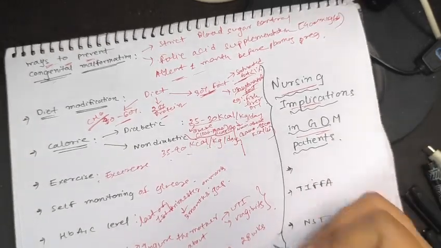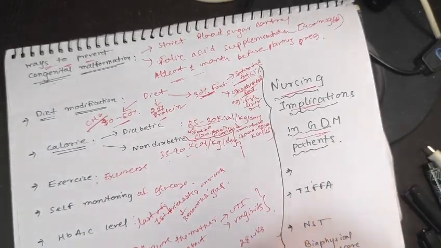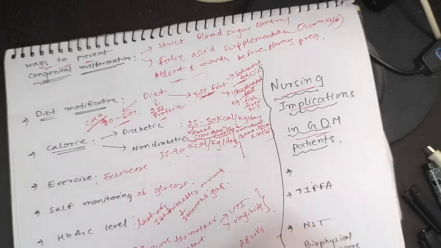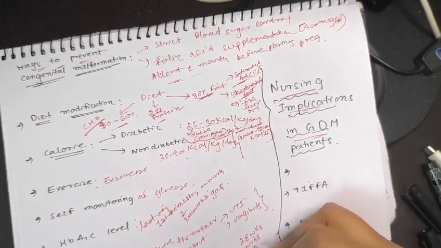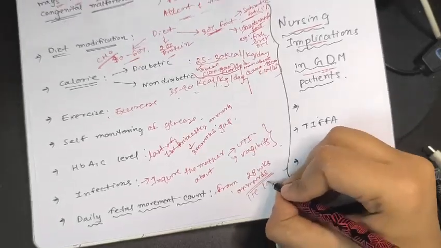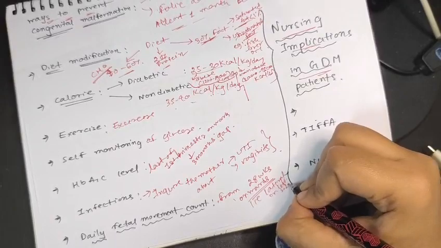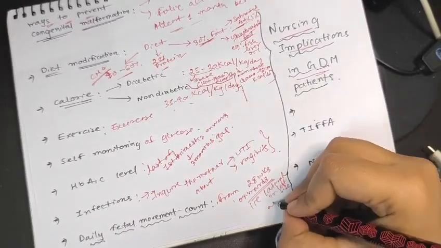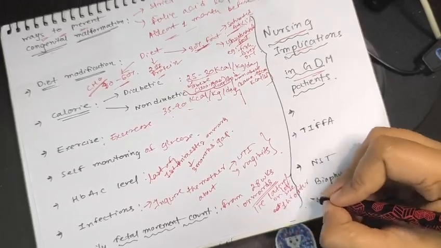So we have to tell the mother that she needs to check the daily fetal movement. That's why it's being called daily fetal movement count. From 28 weeks onwards, the mother will be advised to lie lateral on the left side, 1 hour after major meals.